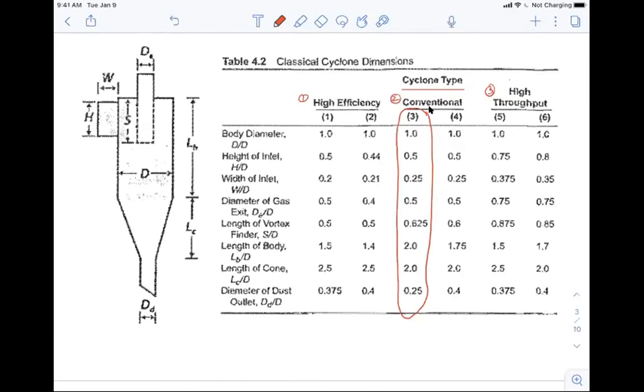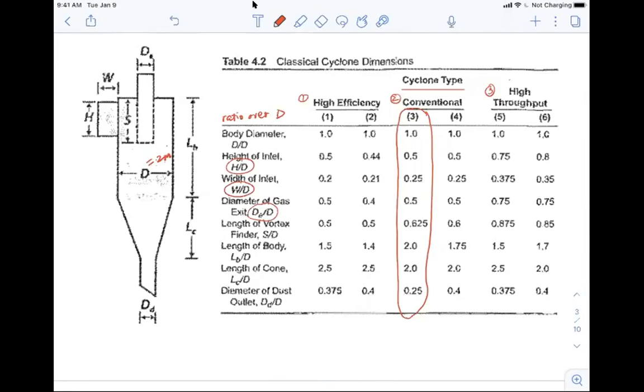So you can see that we have these values, but on the left-hand side, these are just the ratios between all the dimensions over the body diameter. Okay, so this is H over D, right? And this is W over D, the DE over D. So everything is basically a ratio over the body diameter. So now, for example, if we decide that the body diameter is 2 meters, how do we calculate the H and W, and all the other dimensions?